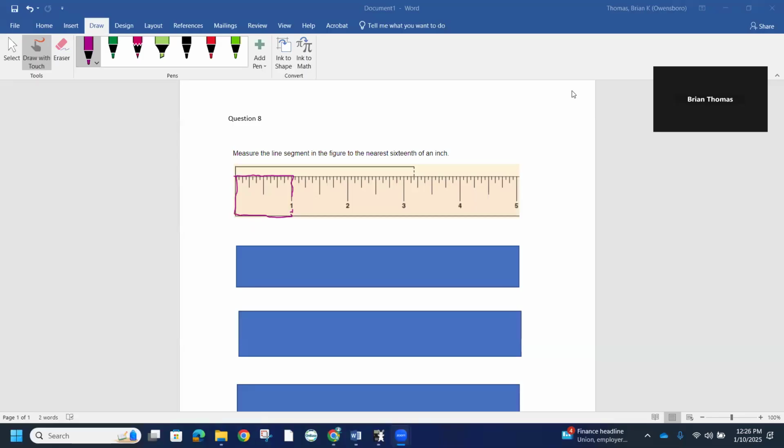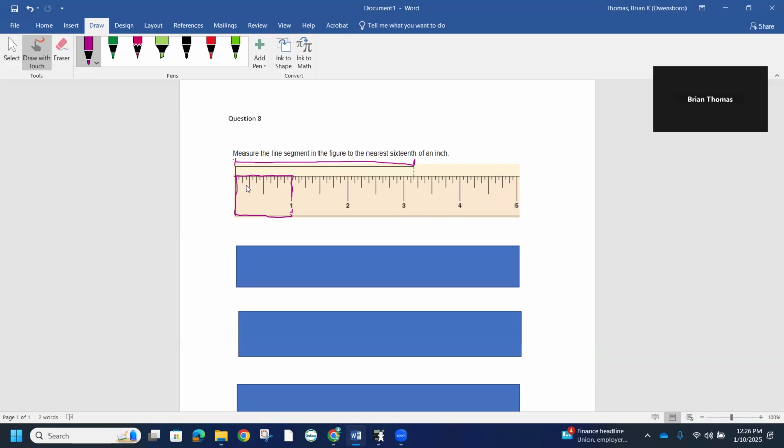So in fractions, let's look at question 8, working with a customary ruler. Measure the line segment in the figure to the nearest 16th of an inch. What they want us to determine in this problem is how far it is from here all the way out to here, to the nearest 16th of an inch.